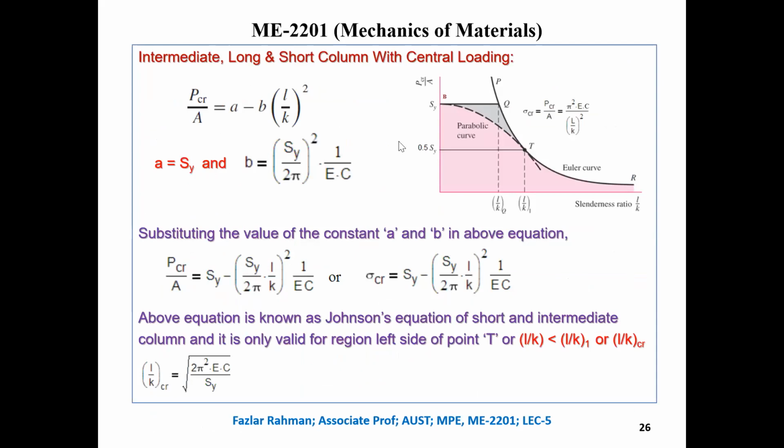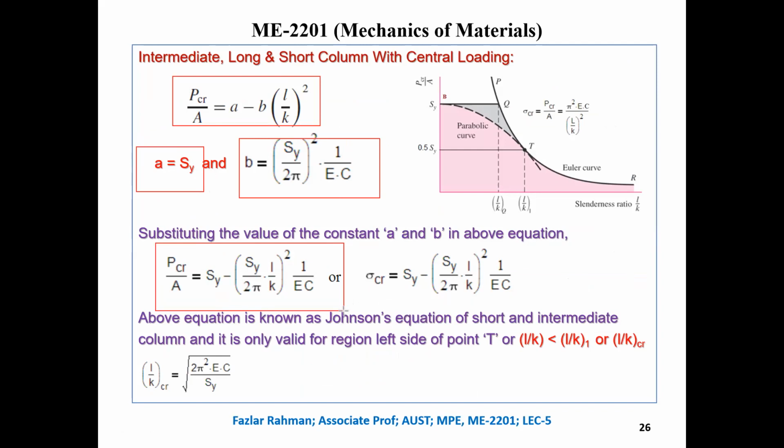So after you put the values of A and B, this is B, this is A. You put it over here, then you get this equation. And you simplify a little bit. Finally, you are getting this. And remember, this one is L by K. Okay, so this equation is known as the Johnson equation for short columns.